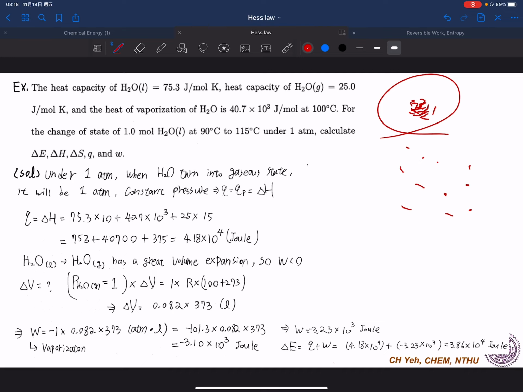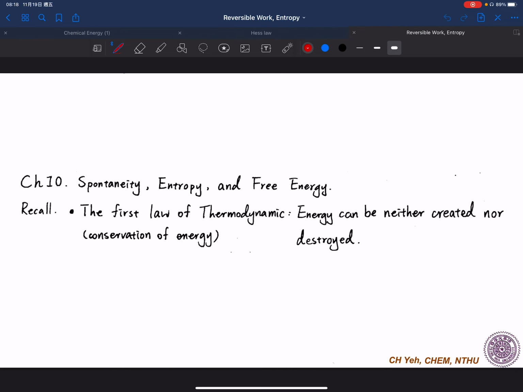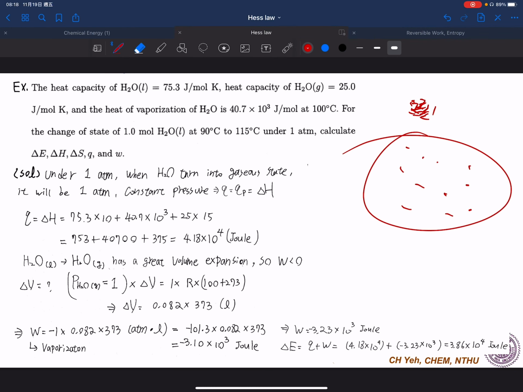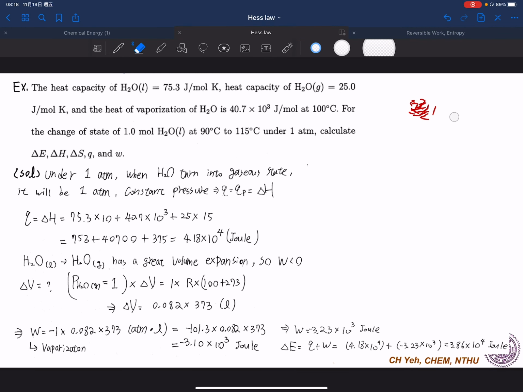The interaction in liquid water is denser than the interaction inside of water gas. Okay, so let's take a look over here.